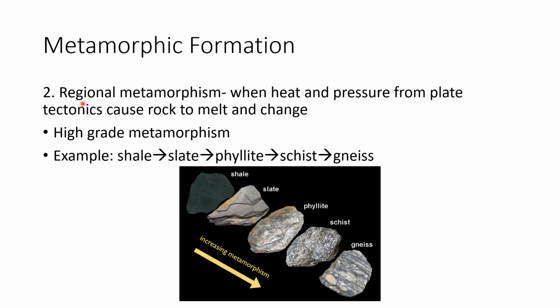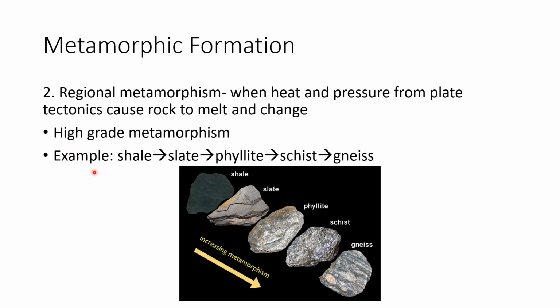Now, regional metamorphism takes place over a much larger area than contact metamorphism because regional metamorphism is associated with plate boundary interactions. So plate tectonics, the plates moving together, can generate heat and pressure that can cause significant changes to the rock. And so this is called high-grade metamorphism because there is so much more change that occurs between a parent rock material and the rock that forms after metamorphosis from the heat and pressure associated with plate boundary interactions.